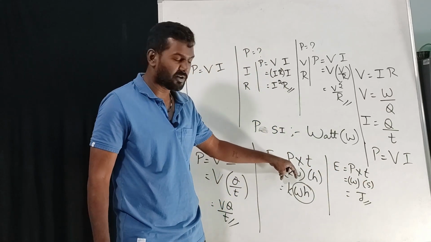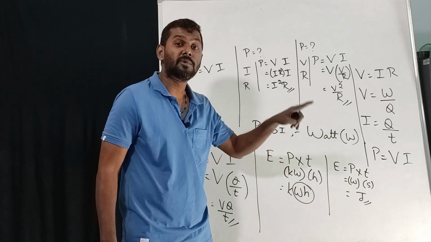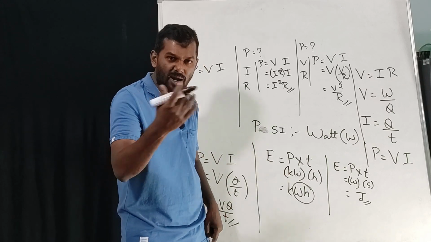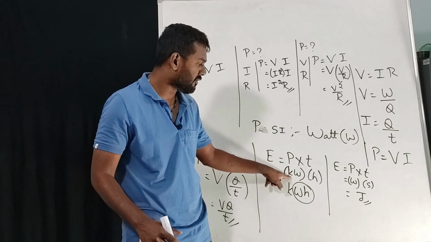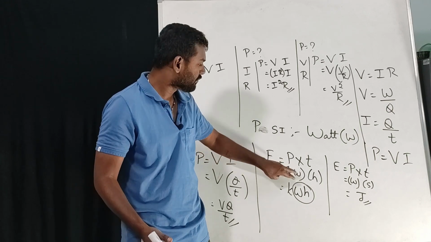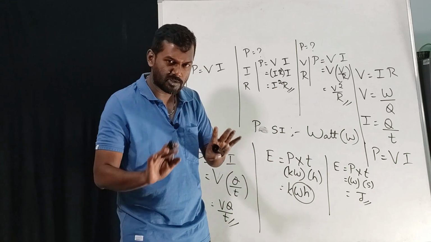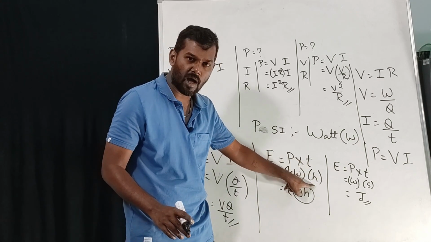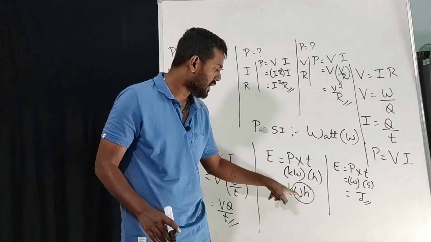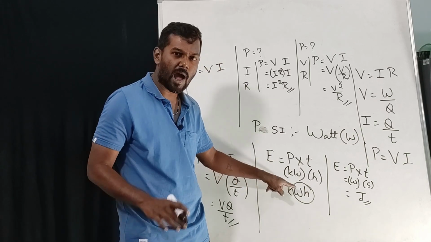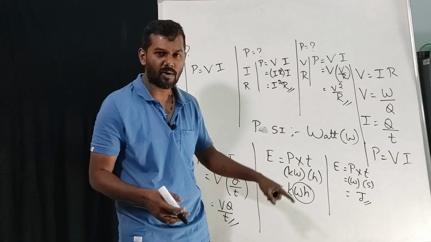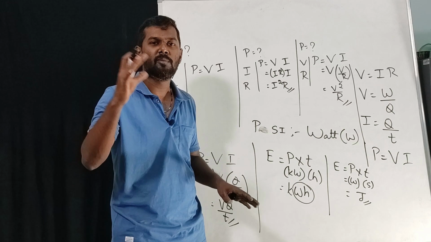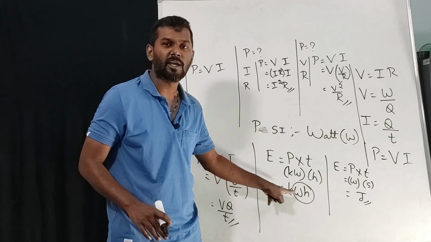If the power is given in terms of watt and time is in terms of hours, don't worry about this kilo. Whatever the watt is given, divide by 1000 and you will convert the watt value into kilowatt. We are going to learn all these things in numericals. If the power is given in watt and time is given in hours, the unit of energy will be kilowatt hour. I will teach you how to convert watt into kilowatt in the numericals.